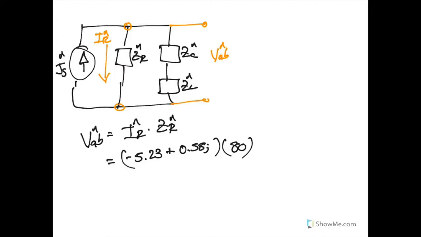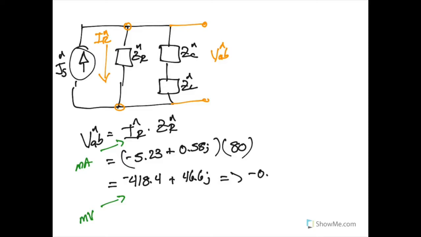And so honestly, we can just multiply these two quantities to get our final voltage, which will be negative 418.4 plus 46.6 J. And if you remember when we found this current right here, we found that this current was in milliamps. So that means that right now this is a millivolt result. And so if we want to change this into volts, we'll just divide everything by 1,000 and have negative 0.418 plus 0.0466 J. So, I mean, this is the answer we're looking for. That is the final vector quantity.